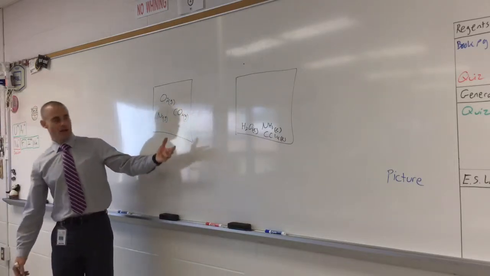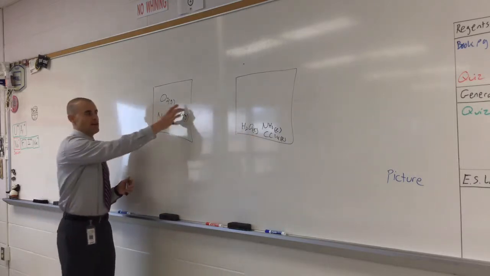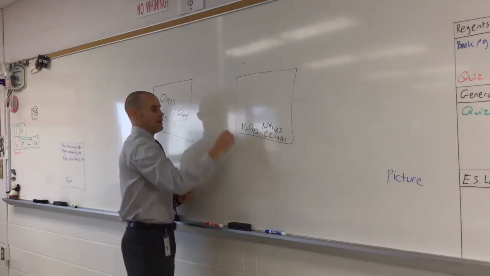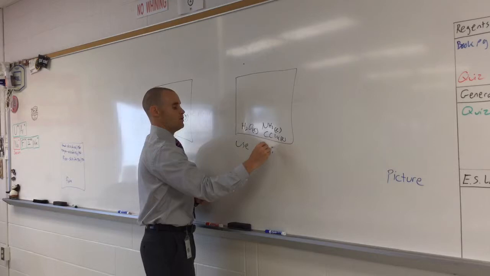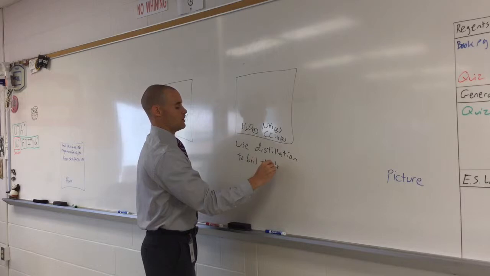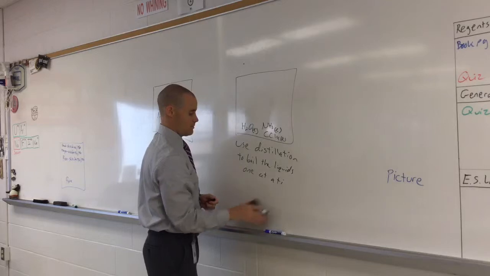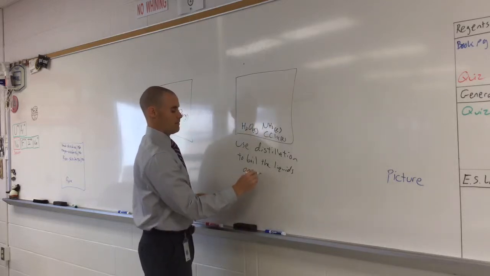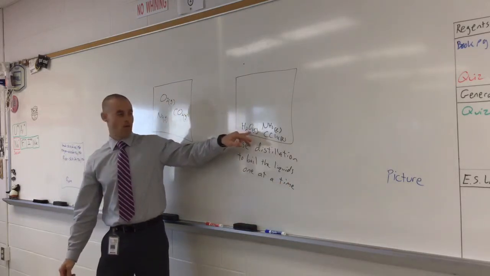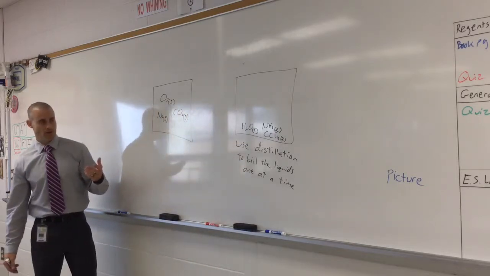In order to separate, we want to separate both boxes. In other words, isolate each gas, isolate each liquid. This box over here, we could use distillation. Use distillation to boil the liquids one at a time, because all three liquids, water, ammonia, and CCl4, will have different boiling points.